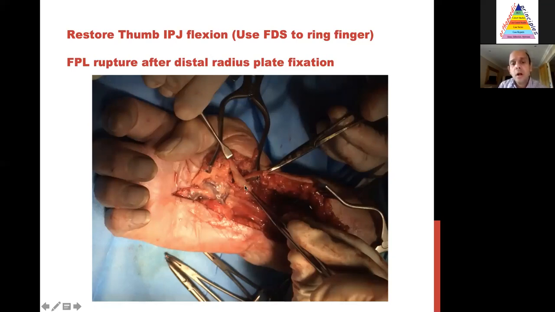So what I've shown here is, see, the incision is quite big, right up to the A1 pulley. That's where you harvest your FDS. And then the incision goes right up there, because the whole distal radius plate was taken out. Now, in this first slide, I've just shown you the incision, and you can just about see the screws in the plate, and that's the ruptured end. That's the FPL ruptured end there, and that's the other end.